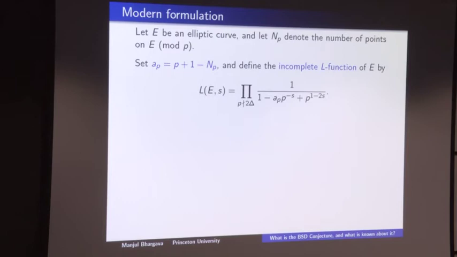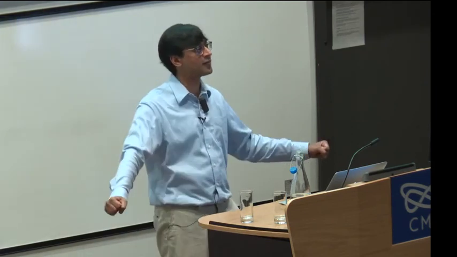And then we define what's called the incomplete L-function of E by taking the product over all p not dividing that discriminant I told you before. So take the product over all p not dividing 2 times the discriminant of 1 over 1 minus a_p times p to the minus s plus p to the 1 minus 2s. Okay. So s here is the variable. So we're defining a function of this little s. It's kind of a generating function for the a_p's. You can think it takes that information of all the a_p's and puts it together in this one function of s.